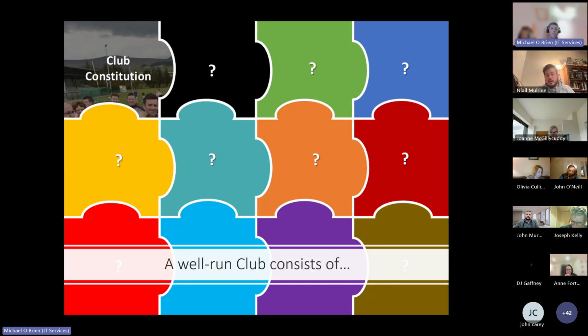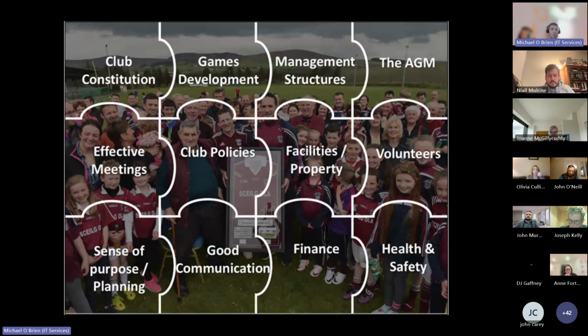So we have points like club constitution, games development, management structures, and the AGM. The AGM is a key yearly meeting within a club. Then effective meetings. Tonight we were to kick off at 7:30 and we kicked off at 7:30, 7:31. If you agree a time for a meeting, you stick to it. We have an hour and a half tonight. We may be finished early, but we will try our best not to go past the 9 o'clock, ideally not past the hour and a half.